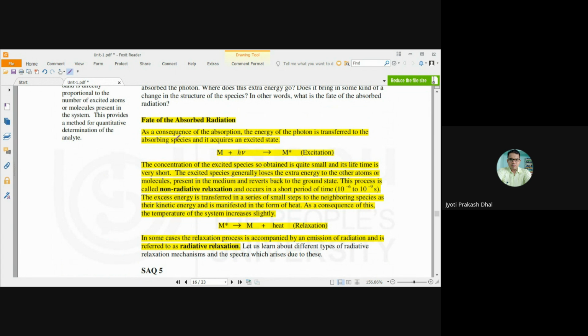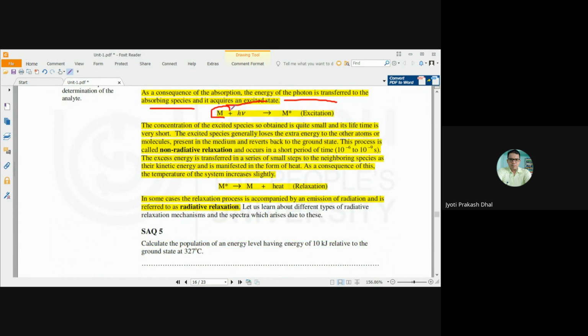So now the fate of the absorbed radiation. What will happen when the molecule undergoes absorption? As a consequence of absorption, the energy of the photon is transferred to the absorbing species and it acquires the excited state. Suppose this is the absorbing species, so the energy of the photon having energy h nu is transferred to the absorbing species. And now after absorbing that, the species will undergo excitation to the excited state. So that is M star.